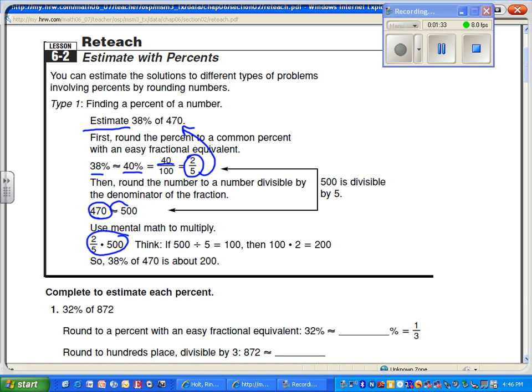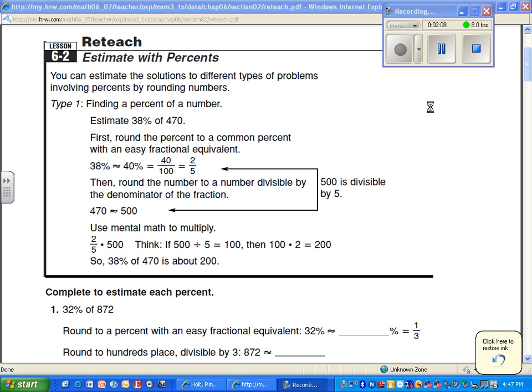That's a multiply problem. To find this out, I could take the 500 and divide by 5 and then multiply by 2 after I get that answer, and I'll end up with 200 as my estimate. Or I could do 500 times 2 and then divide by 5. I'm still going to get the same answer. Either way, divide by 5 times 2 or times 2 divide by 5, in either order you're going to get the same answer. All right, so again, we're talking about estimates.